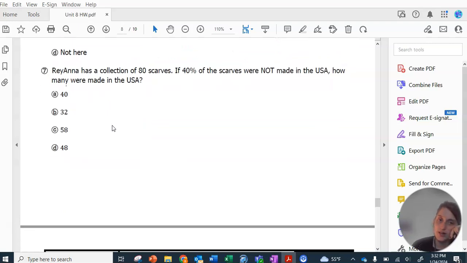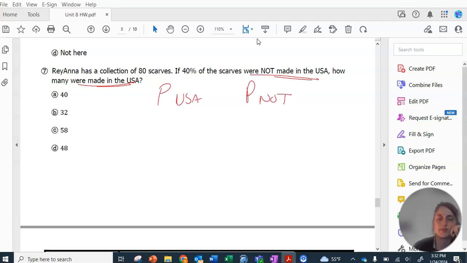Brianna's collection of 80 scarves. If 40% of the scarves were not made in the USA, how many were made in the USA? So part made in the USA, part not, and total. Part made in the USA, we don't know.